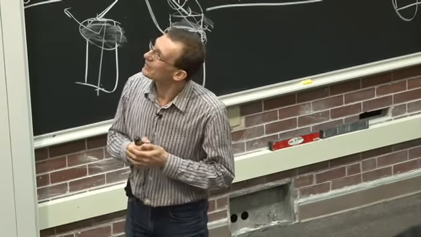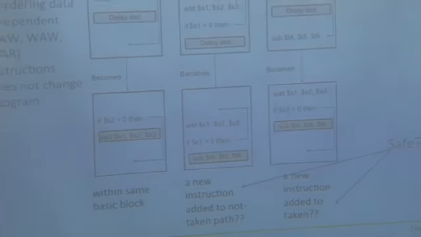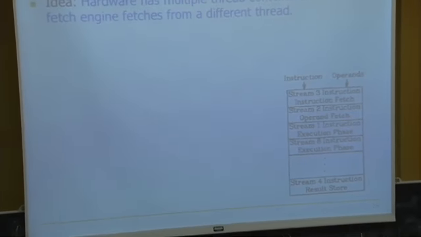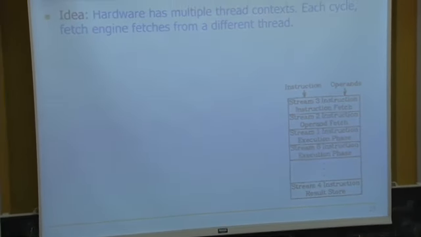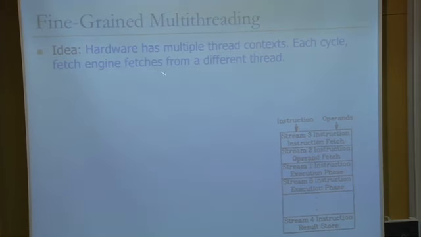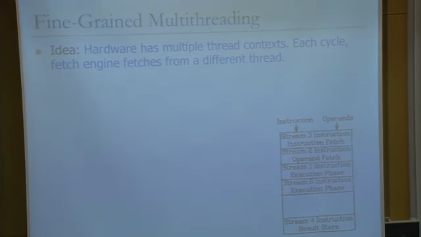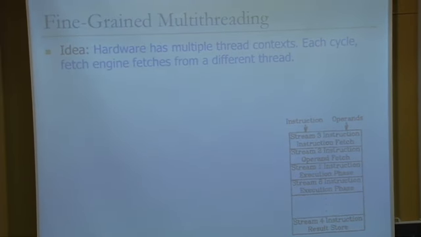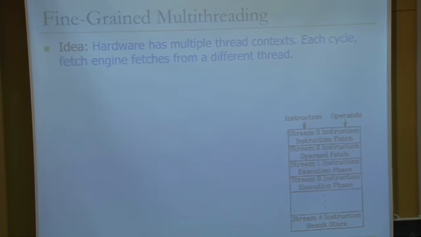Okay. So fine-grained multithreading. This is another solution. Remember we covered this. I would like to cover this in a little bit more detail. We covered this when we talked about data dependencies, right? You can eliminate any kind of dependence by doing something else. And that something else was executing an instruction from a different thread. That's the idea of fine-grained multithreading. Hardware has multiple thread contexts. Each cycle, the fetch engine fetches from a different thread.